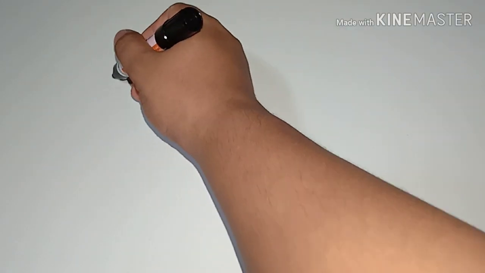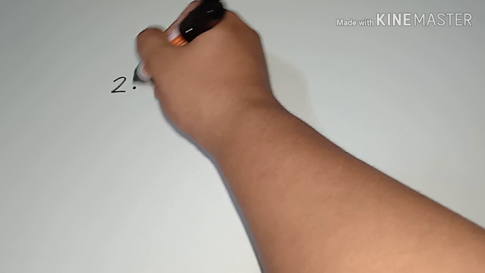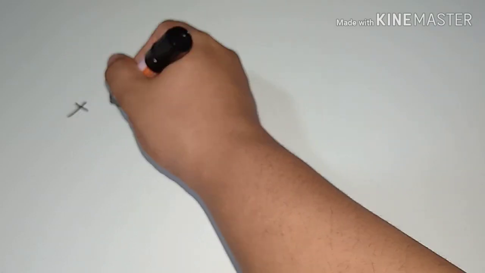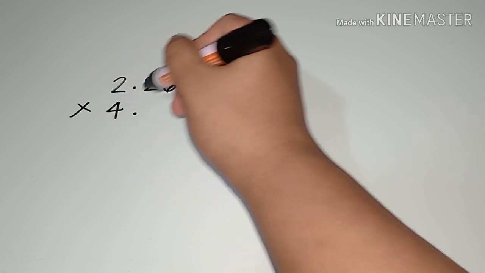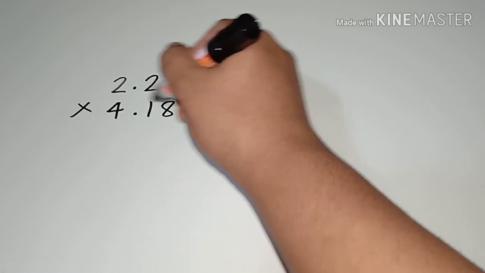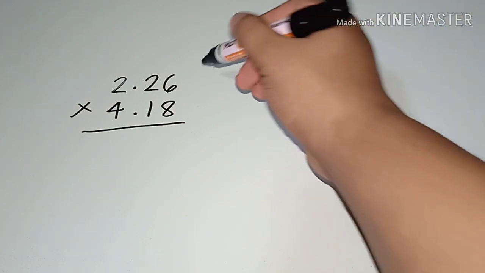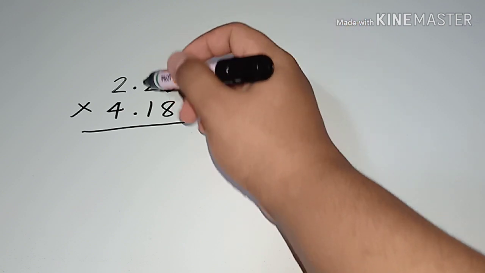And for my final example, what if you are multiplying 2.26 times 4.18? So that's decimal numbers 2.26 and 4.18. The best thing that we can do here is to make them into whole numbers first, because it will be easier for you.